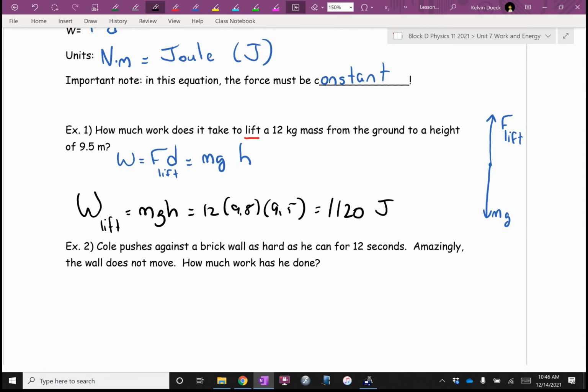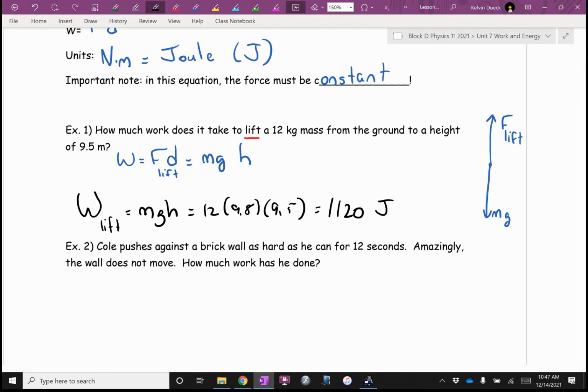Is that a lot of work? 12 kilograms, a bowling ball, 9.5 meters, about, I don't know, 3 stories. So carrying a bowling ball up 3 flights of stairs, you know what? Every one of you could do that. Would you be tired at the end? It depends how fast you did it.